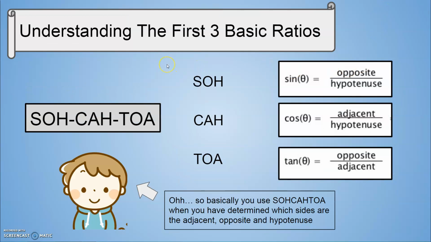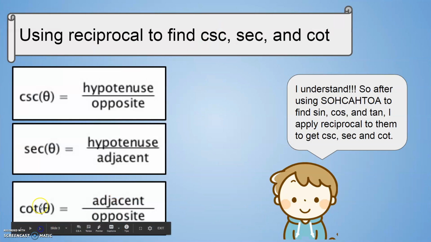All in all, to find reciprocal trig ratios, we must remember SOHCAHTOA to find the 3 basic ratios, and then apply reciprocal to find cosecant, secant, and cotangent. This is how you find the 6 trigonometric ratios.